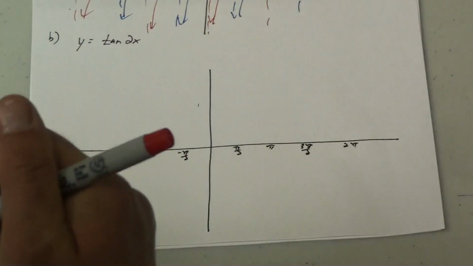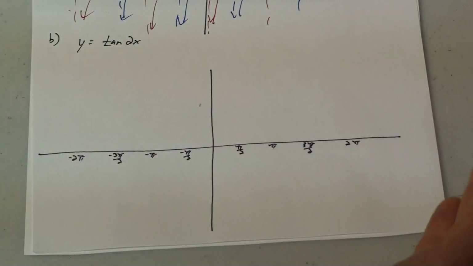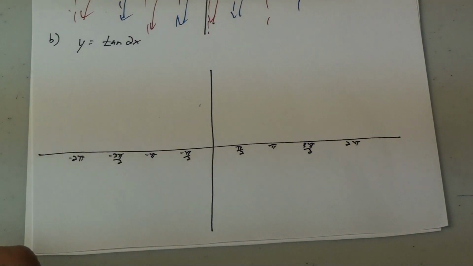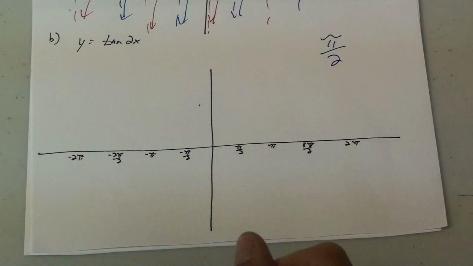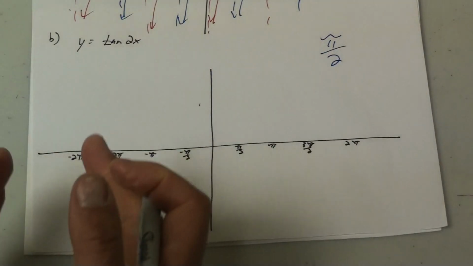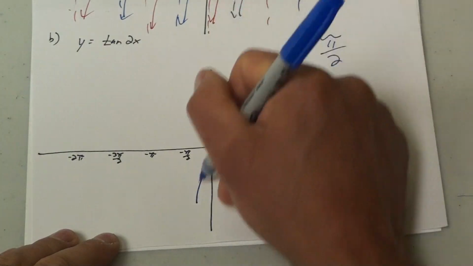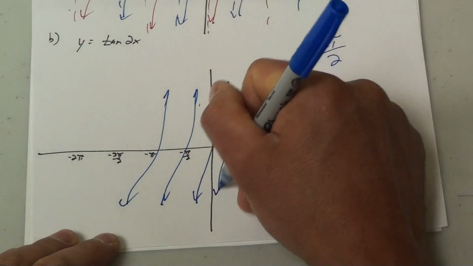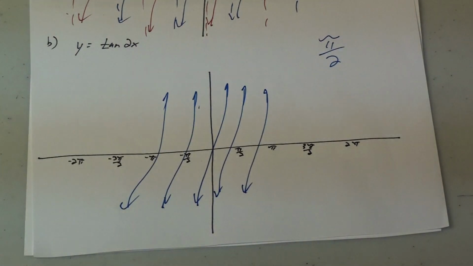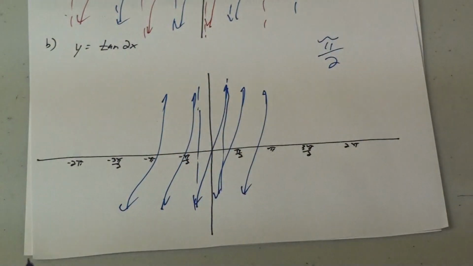Tan 2x. Okay, now what does that mean? That affects your period, and it's actually going to divide your period in half. So instead of your normal period being just pi, now your period is going to be pi over 2. Everything is going to get shrunk down, and your tan is going to occur a lot more frequently, twice as often, because everything is being shrunk horizontally in half.